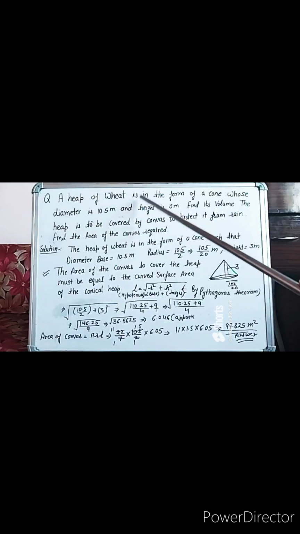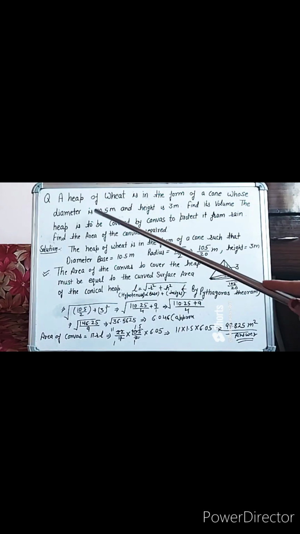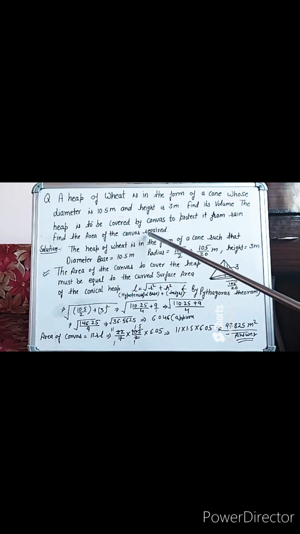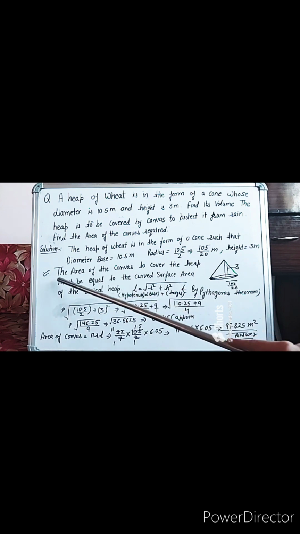A heap of wheat is in the form of a cone whose diameter is 10.5 meter and height is 3 meter. First we find the volume, and in the second part we find the area of canvas required. The first part we already discussed in the previous video. Now we discuss the area of canvas required. Radius is 10.5 upon 2, height 3 meter. The area of canvas to cover the heap must be equal to the curved surface area of the conical heap. So first of all we find the slant height.